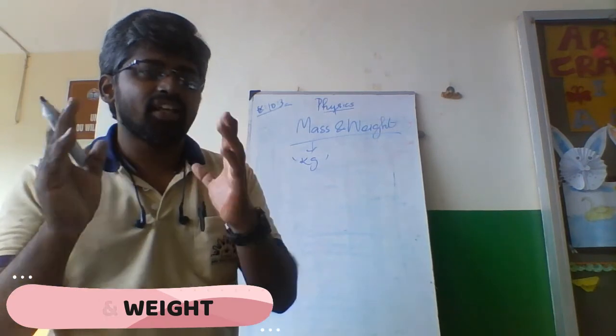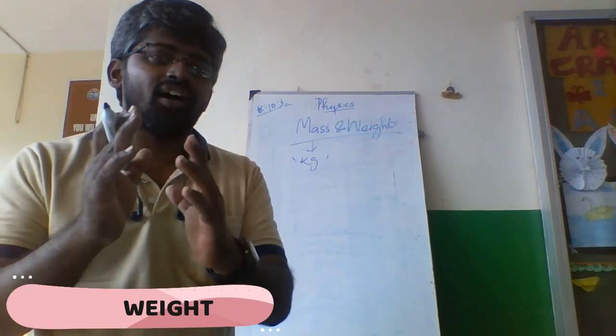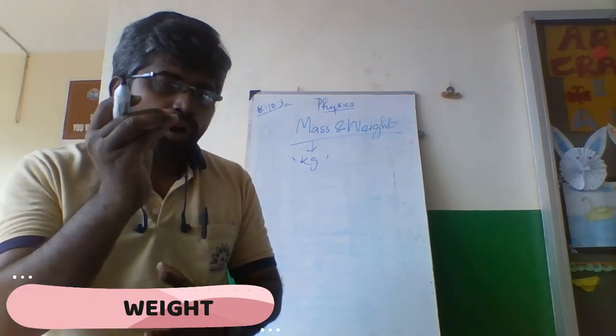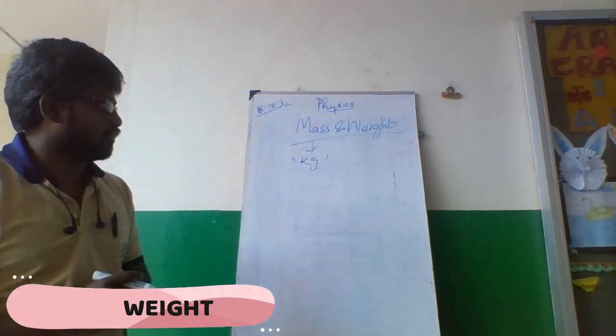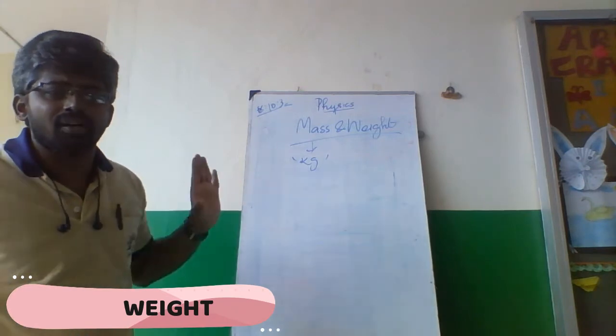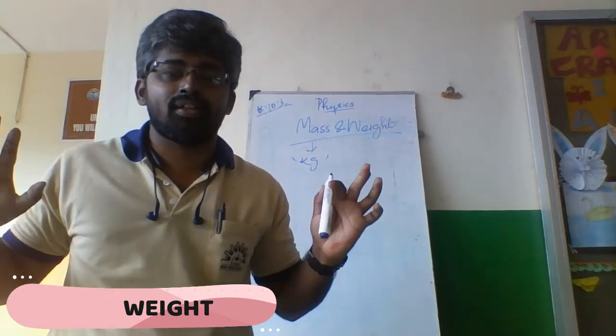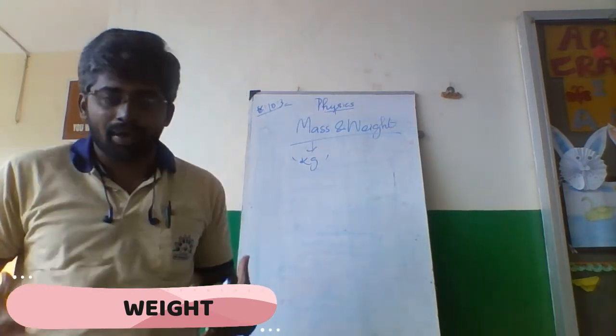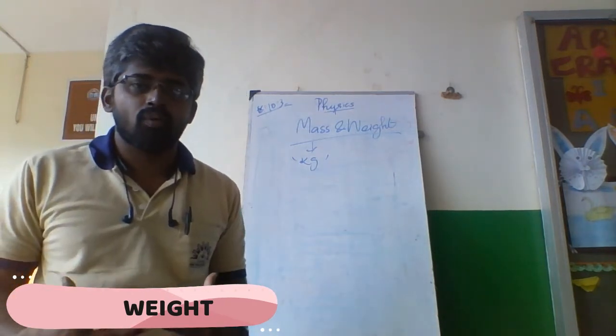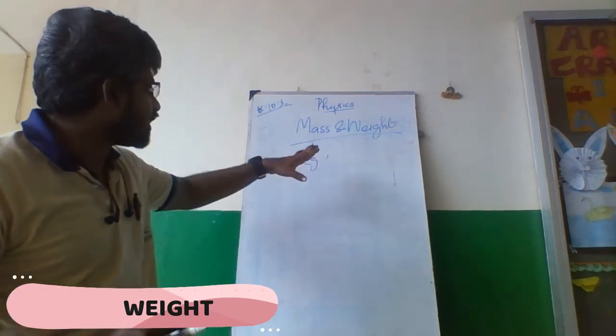If you know the small nuances, then you will understand what it is. Now, what is mass? Mass is simply the amount of matter present. What is my mass? The amount of matter that is present inside me. Whatever that object is, that is in kilogram.